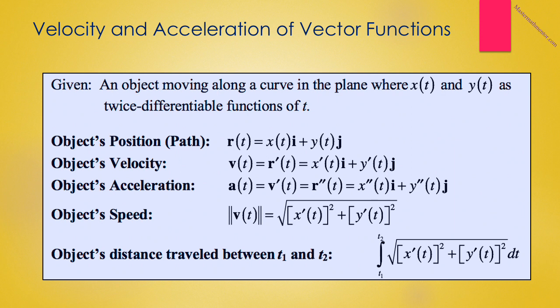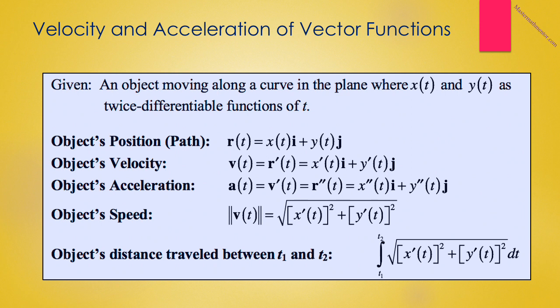As an object moves along a curve in the plane, the coordinates x and y of its center of mass are both functions of time t. We'll no longer use f and g to represent these functions. We write them as x of t and y of t, which are parametric equations. So we are given an object moving along a curve in the plane where x of t and y of t are twice differentiable functions of t.